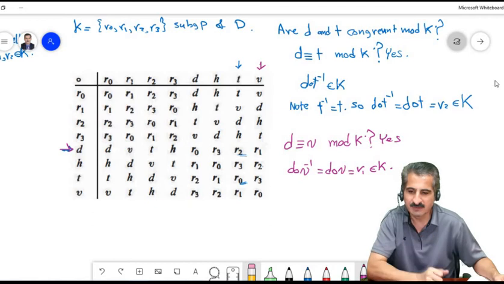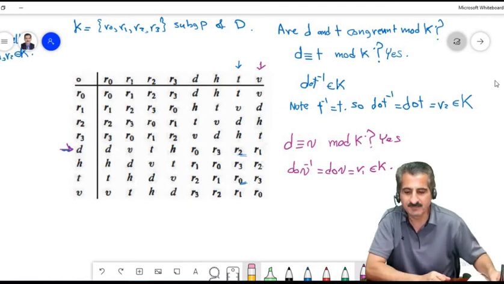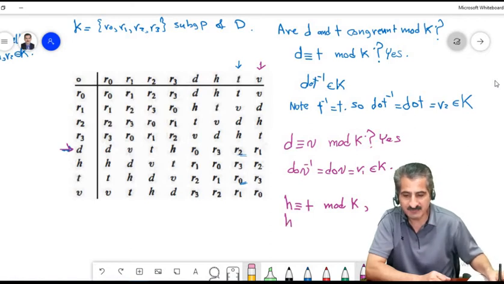Oh, okay. What about H and T? Compute it, and you will find H and T are congruent modulo K. This is true. And what about H and V? You will find this also. And what about T and V? And you will find that too.